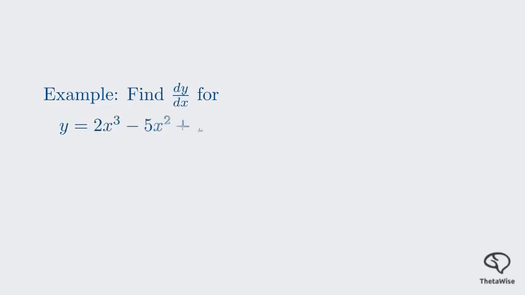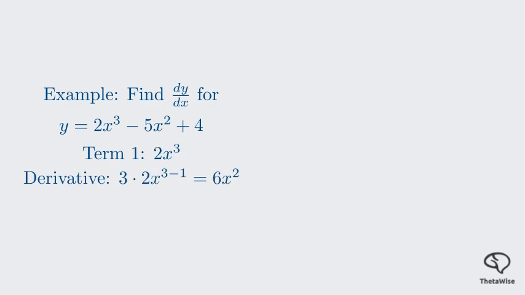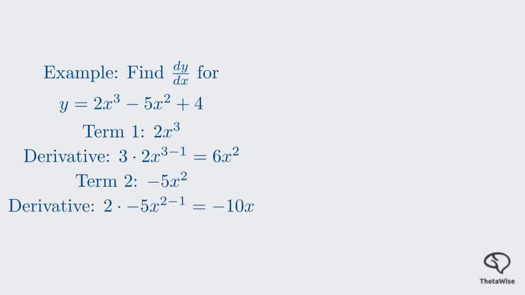Let's look at a worked example. Find dy dx for y equals 2x cubed minus 5x squared plus 4. We will process this three-term expression term by term from left to right. For the first term, 2x cubed, we multiply 2 by 3 and decrease the power by 1, giving us 6x squared. For the second term, minus 5x squared, keep the minus sign. 2 times 5 is 10, and the power drops to 1. We just write this as minus 10x.